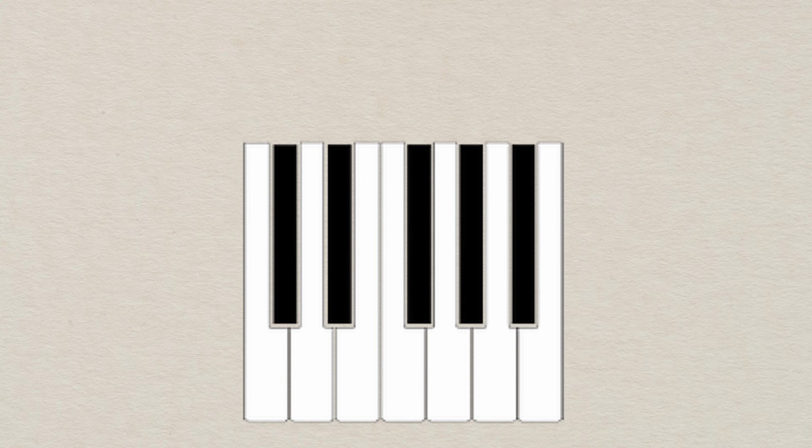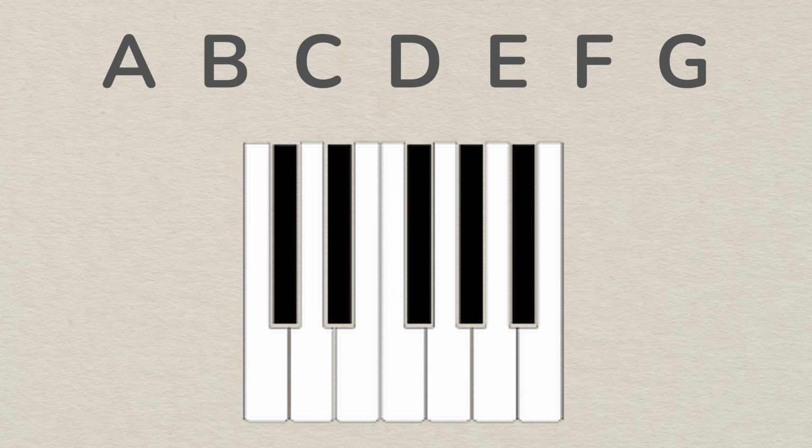To name the keys on the piano, we use the first 7 letters of the alphabet, one for each of the 7 white keys. The letters that are used are the same as for the notes on the staff, and if you're not too familiar with this concept, check the video in the description below.